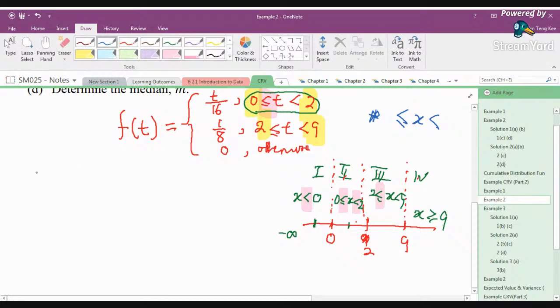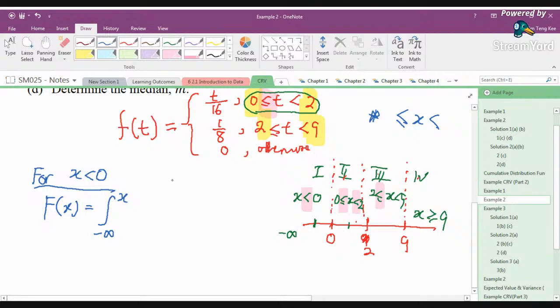Let's say I want to find the cumulative for the first interval. I travel from negative infinity and stop somewhere in the first interval, where x is less than 0. So the cumulative will be F(x) equals the integral from negative infinity until the value here. Please take note, we don't write 0, but we write x.